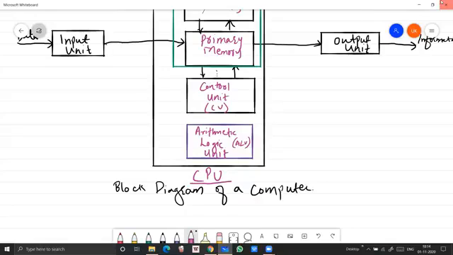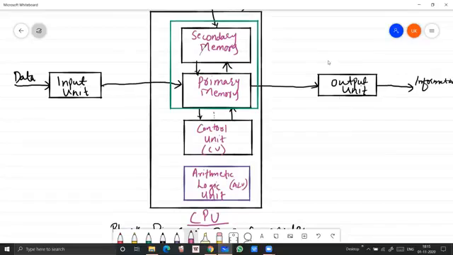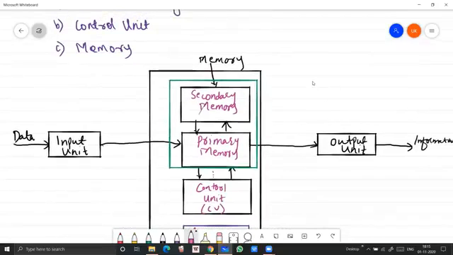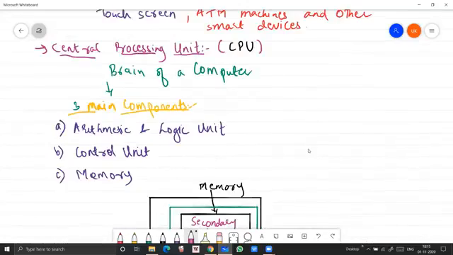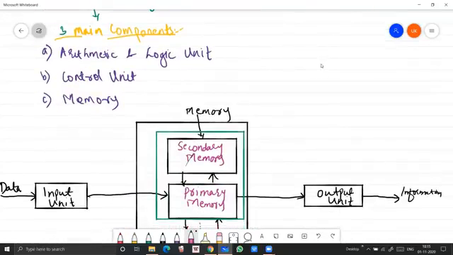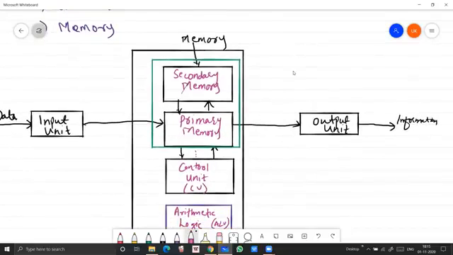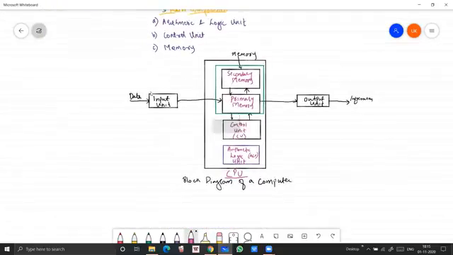So we have seen the central processing unit definition, the basics. Now in the next lecture, inshallah, we'll start with the arithmetic logic unit, control unit, and memory. Students, hope you have understood till here. We'll go one by one with the explanation of all three components.